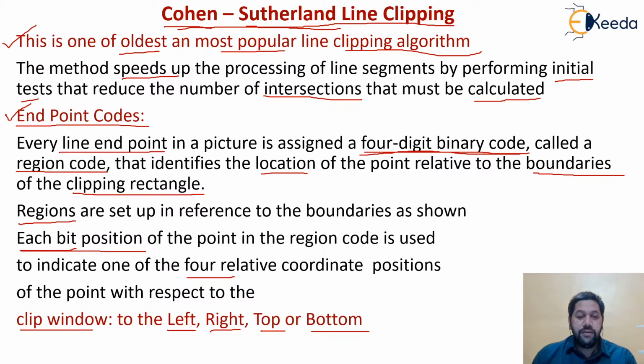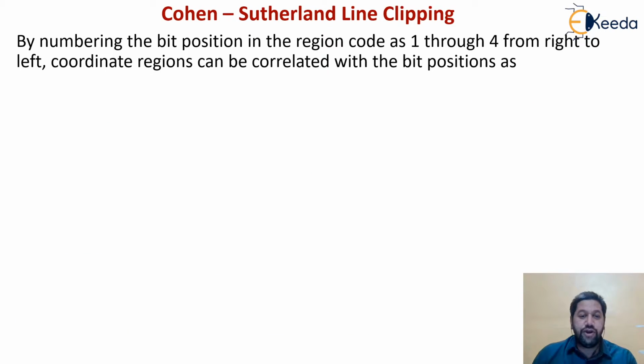In the next slide, we can find it by numbering the bit positions. We are giving binary numbers, 0 and 1, by numbering the bit positions in the region code as 1 through 4. So I'm considering the region code as bit number 1, 2, 3, 4, from right side to left side. This is my right side, this is my left side, so I'm moving in this direction, right to left.